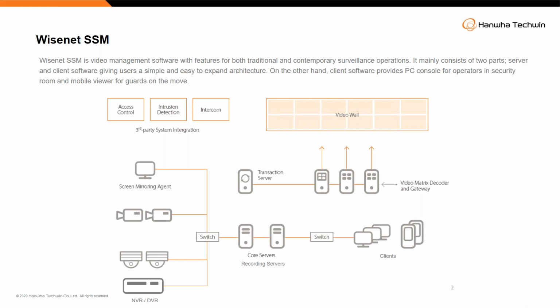So again, one of you asked a question, how is our VMS different? We don't have a recurring license cost. Every license or hardware you buy has lifetime support in terms of the VMS. So if you buy three servers with 300 cameras, you don't have to pay every year for software upgrade. Our VMS, we update at least twice a year. So every version you can freely upgrade as long as you want.